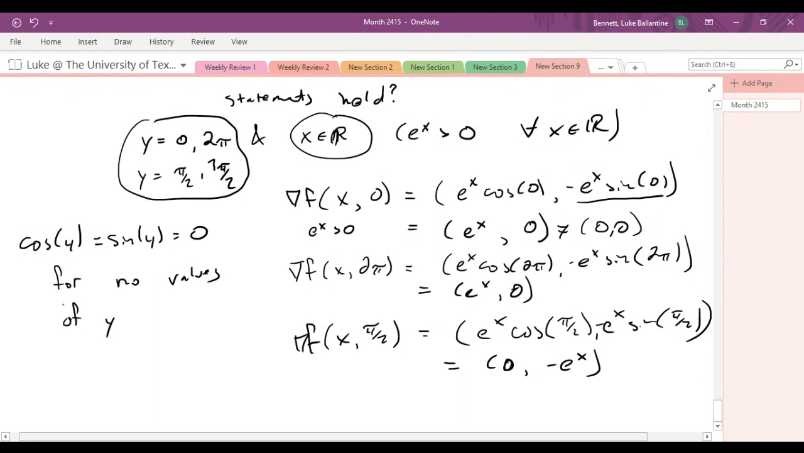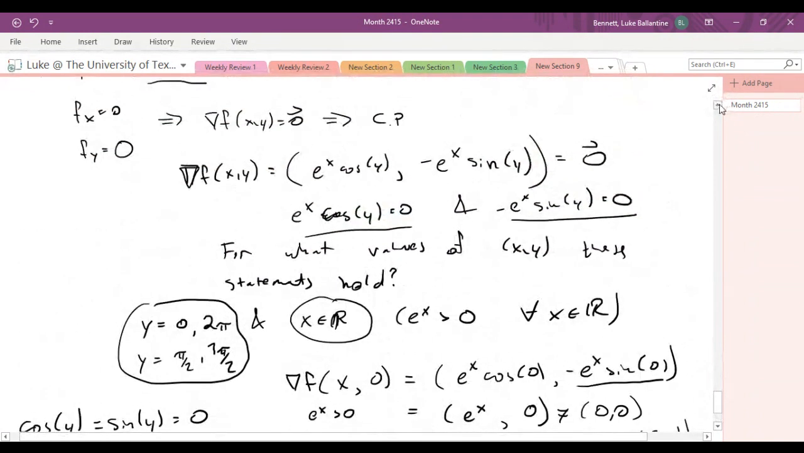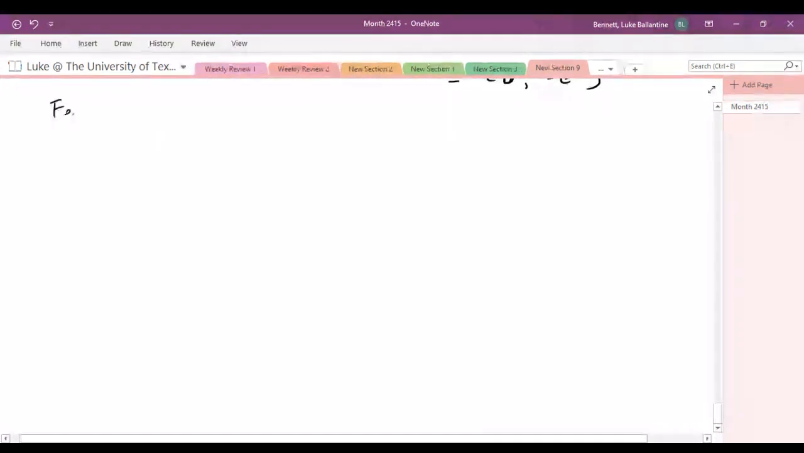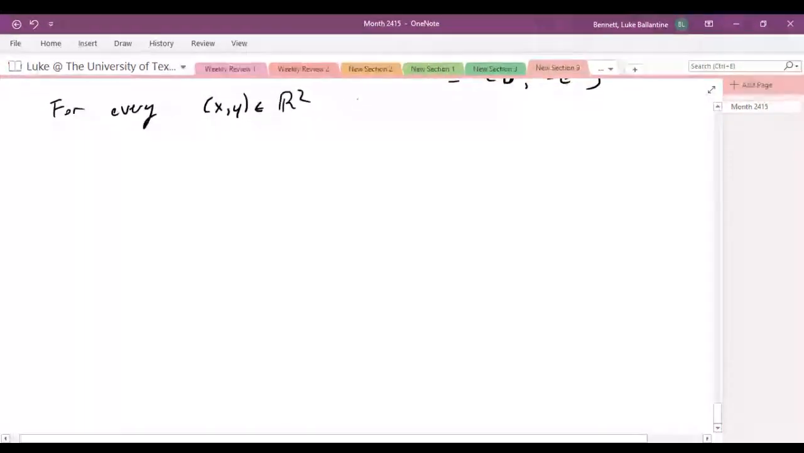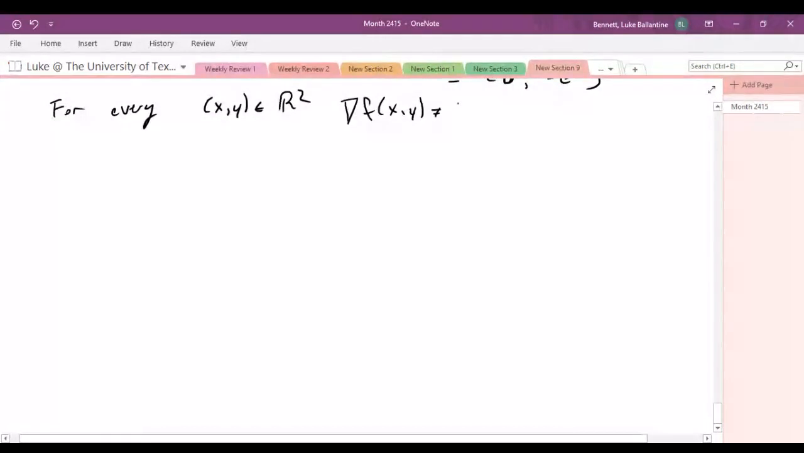Thus, what does this tell us about the problem? We don't have any critical points. No values of x and y can make del f equal 0. So that means for every x, y in R2, the gradient of f at x, y does not equal the 0 vector.